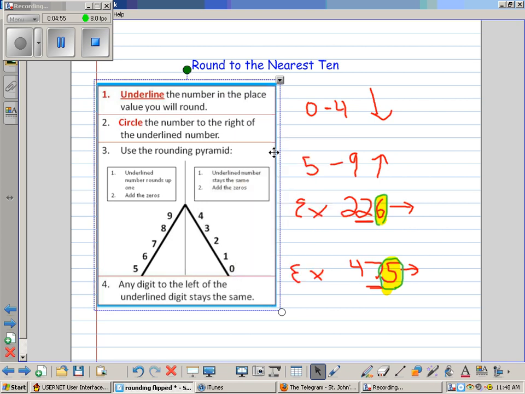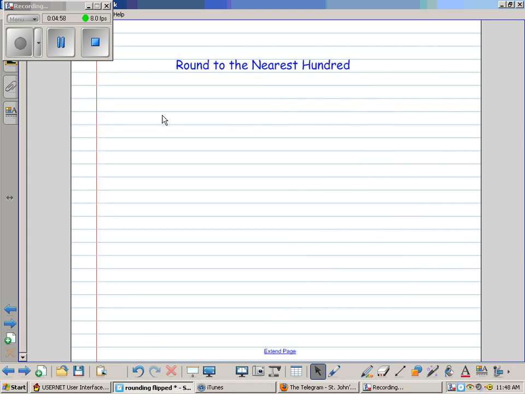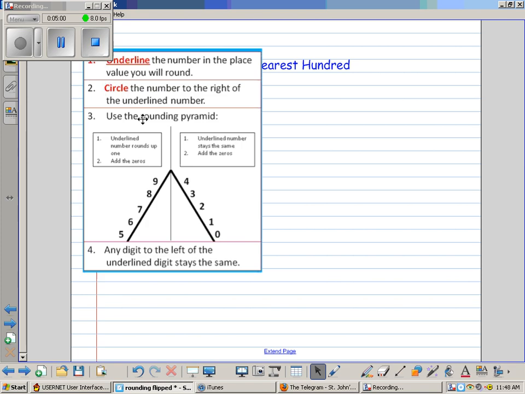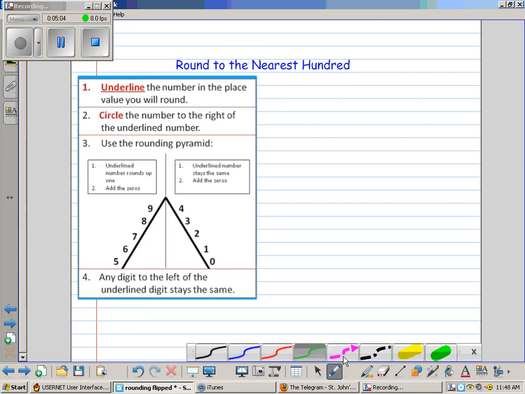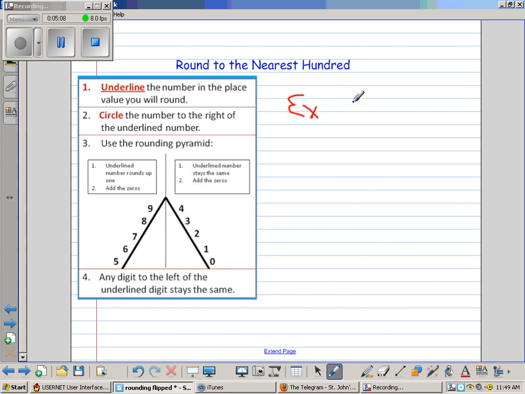Same thing, round to the nearest 100, not one thing is changing. I'm going to give you 2 more examples. 942. And the second one, 350.